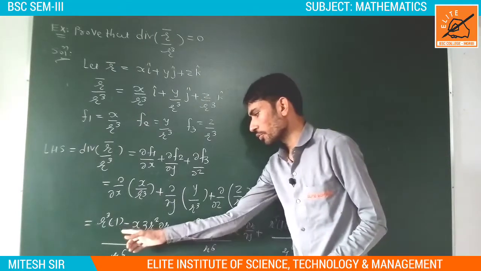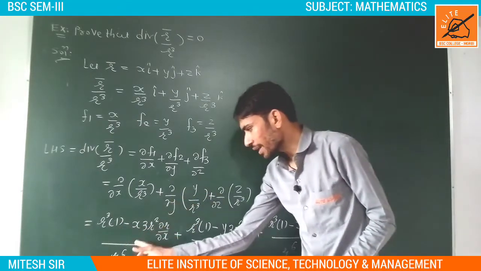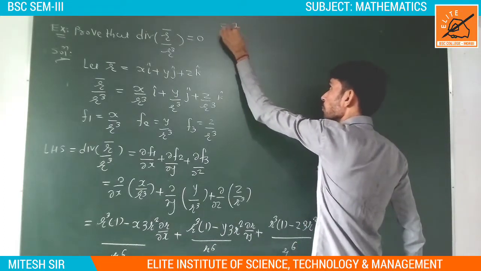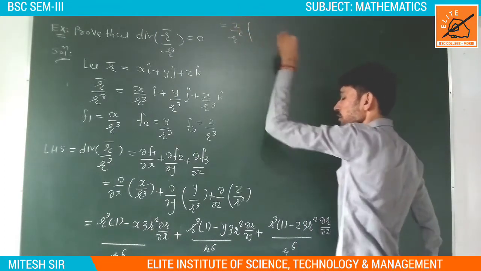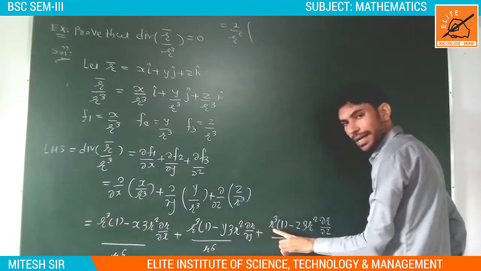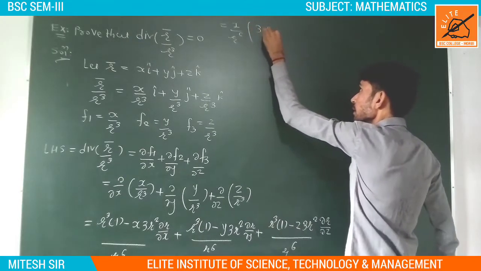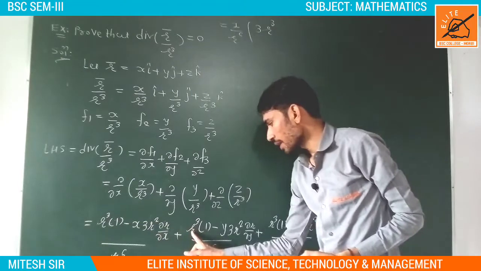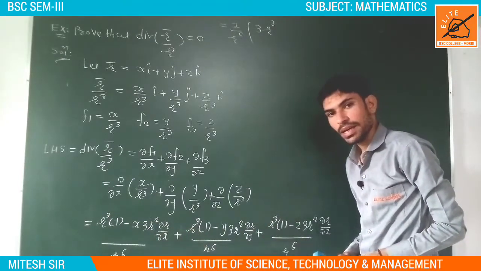Now observe in all these three terms, 1 upon r raised to 6 can be taken outside. So here we take 1 upon r raised to 6 common in all these terms. Now see r cube, r cube, r cube. So r cube plus r cube plus r cube becomes 3r cube.